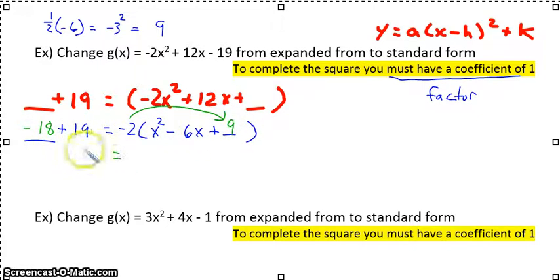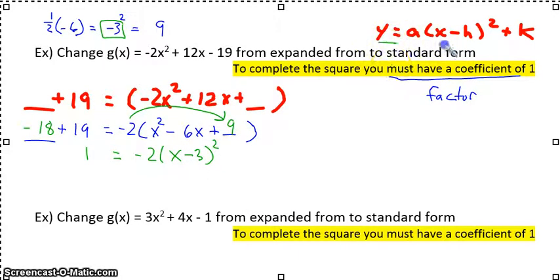I know this side will give me a positive 1. Over here, it'd be negative 2 times, remember how I wrote this up here as a negative 3? Because when I factor and I ask what multiplies to be 9 but adds to be negative 6, it'd be negative 3 and negative 3. So that's why it's x minus 3 quantity squared.